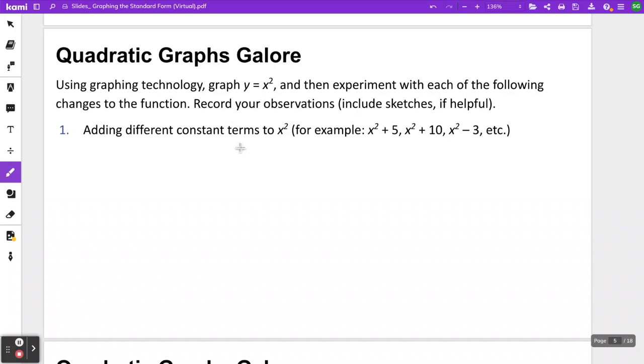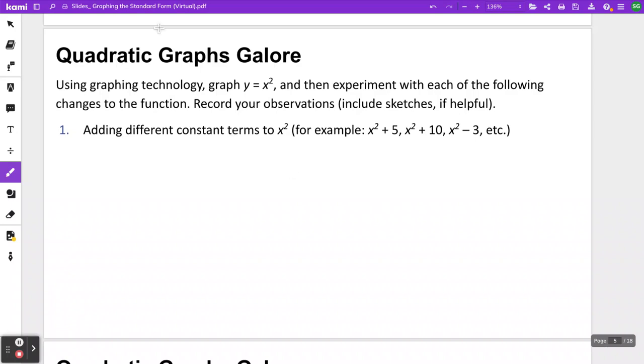And then we're going to make some changes to that function, to that equation. For example, the first change we're going to make is adding different constant terms to it. So stuff like x squared plus 5, x squared plus 10, x squared minus 3. And we're going to watch the graph and see how it changes. We'll do a couple of these, and while you're watching those changes that happen when you add a constant, the goal is to identify how it changes our graph.